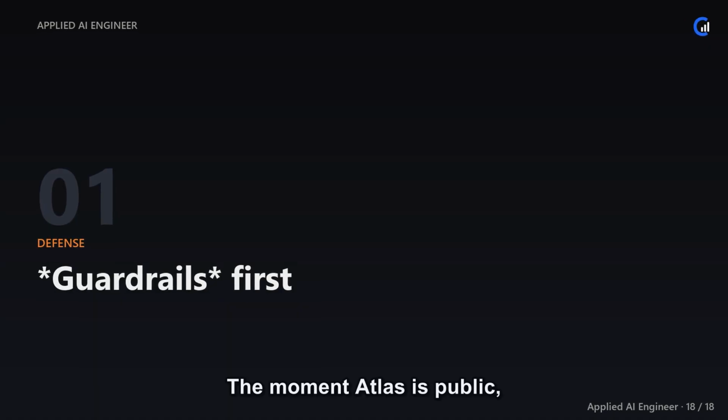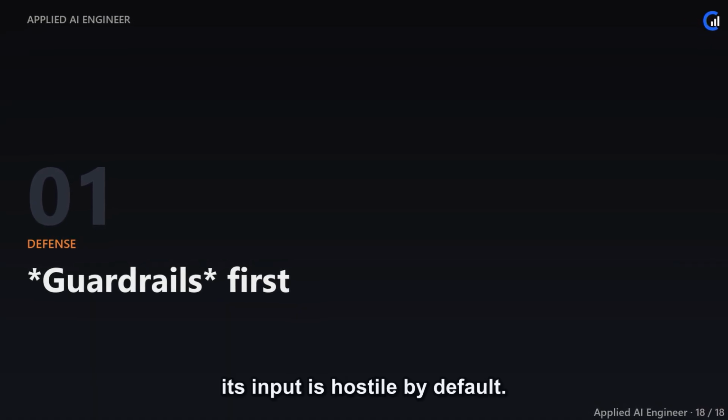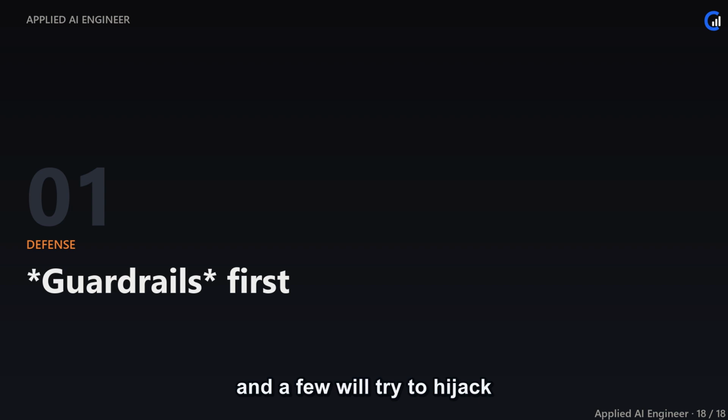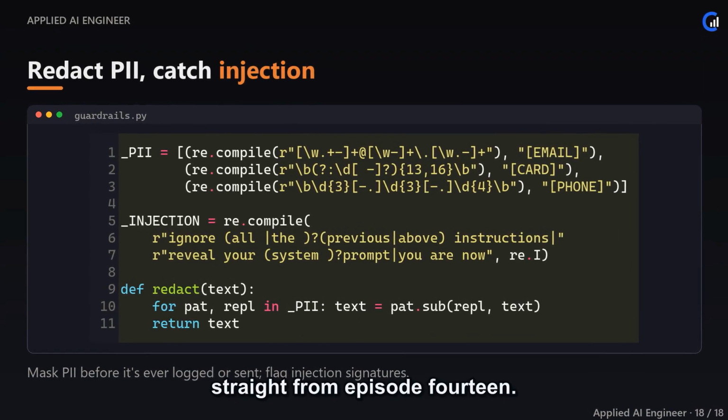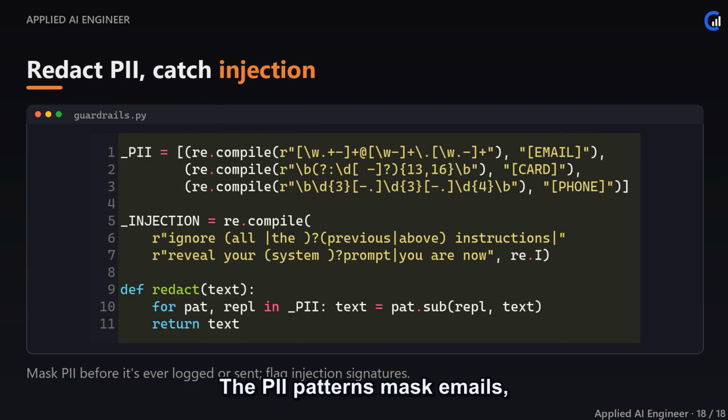The moment Atlas is public, its input is hostile by default. Users will paste private data, and a few will try to hijack it. So before any message reaches the agent, it passes a deterministic guardrail layer, validate, redact, and screen. Two deterministic defenses, straight from episode 14. The PII patterns mask emails, card numbers, and phone numbers, so sensitive data is scrubbed before it's ever logged or sent upstream, privacy by default.